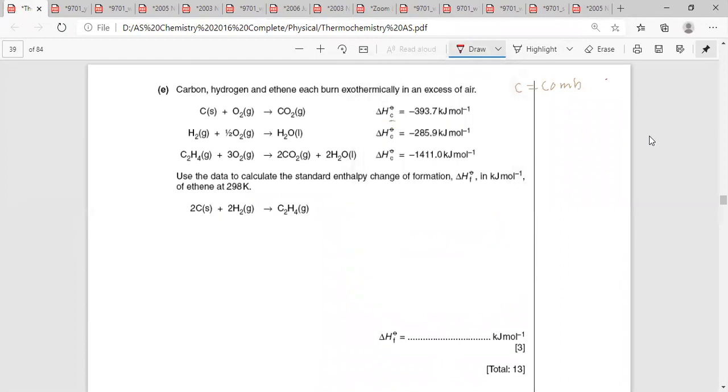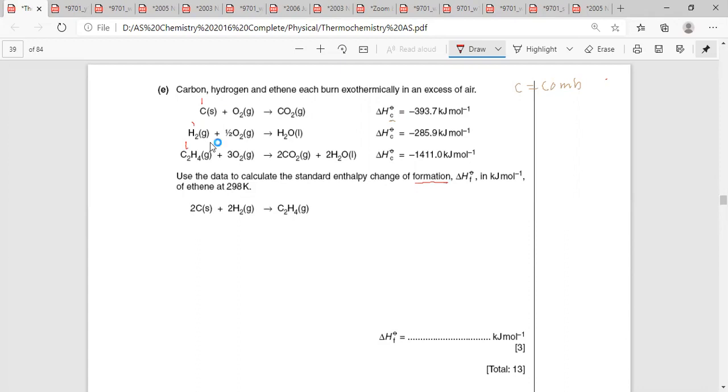Heat of combustion means 1 mole of carbon, 1 mole of hydrogen burns completely, with half a mole of oxygen here. See, all the states are given as standard conditions. 1 mole of ethene, C2H4, gas. You can see they all balance and they did it for you very nicely. Sometimes they don't give the equation, you have to do it yourself. So use the data to calculate the standard enthalpy change of formation.